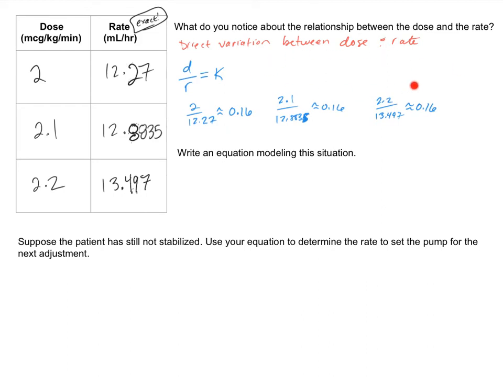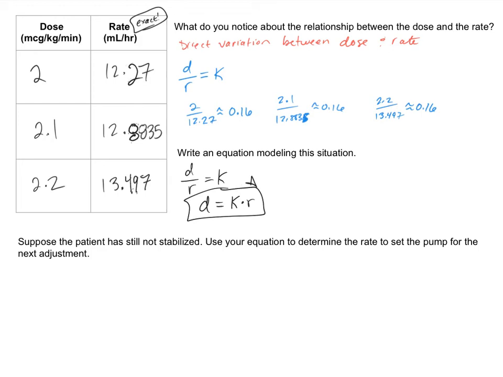Those conversion factors didn't change. So we were multiplying by that same multiplicative factor to get the rate. What does this mean for this problem? How does this relationship help us with this calculation? Well, if the dose over the rate gives us the same constant of variation here, then we can rearrange this. The dose can be found by multiplying the rate times this constant of variation.